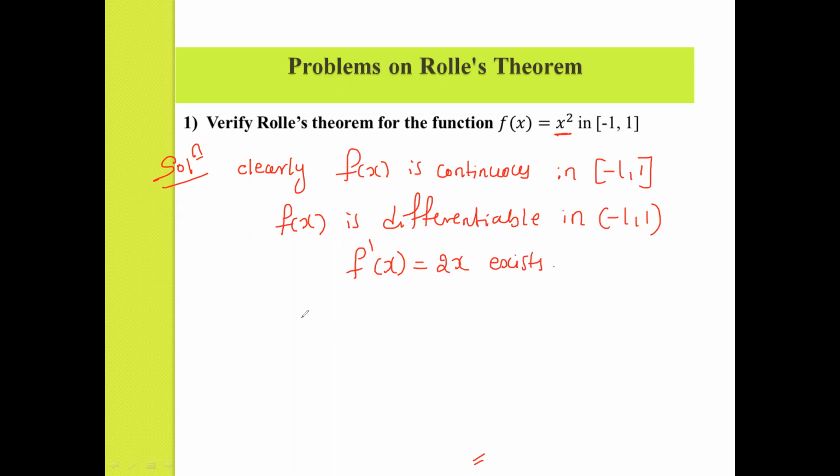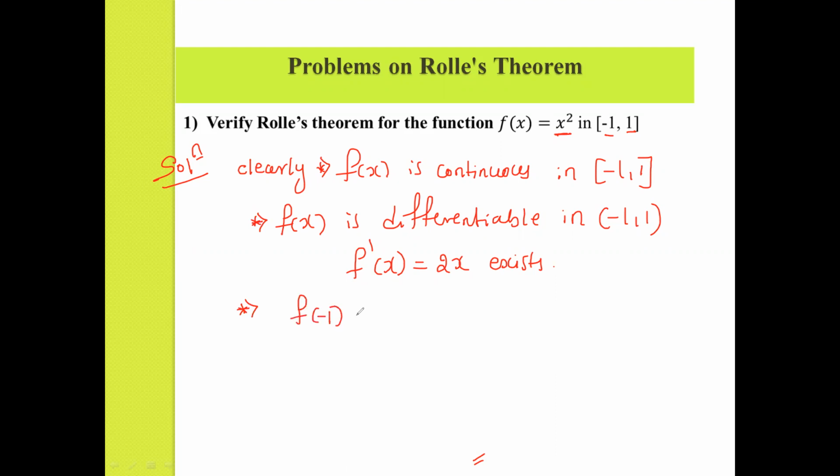Then we have to check the heights from the x-axis at the particular points -1 and +1. So that is the f of a equal to f of b condition. So this is our first condition, continuity holds good, differentiability holds good. Third condition is f of a equal to f of b.